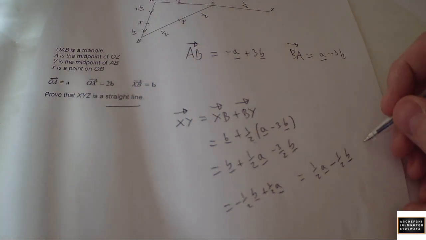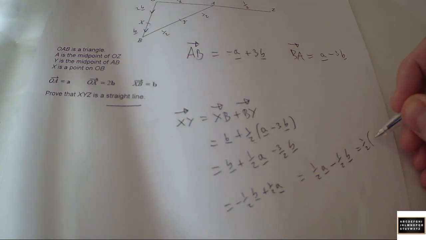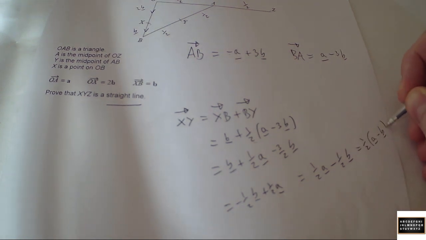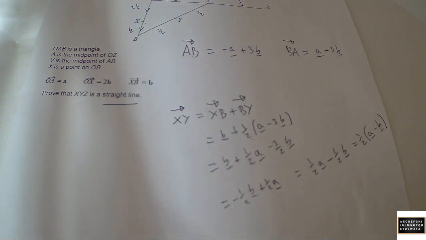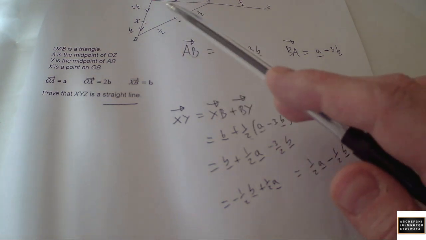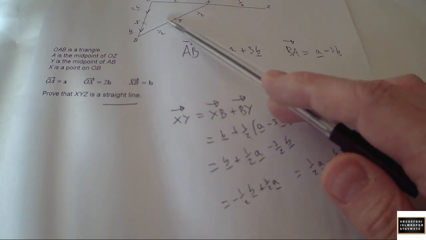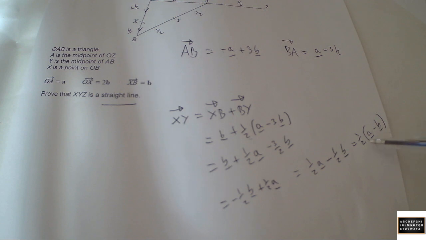I'm going to take out what's common. This is almost exactly the same as the previous question, really. We're taking out the common. So I've got half. The expression for XY is half A minus B. So I found the distance from X to Y. To show you that real quick, from X to Y, that's half of this.